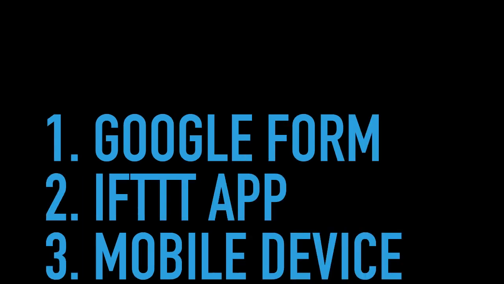Setting up mobile notifications for Google Forms is very simple, and you just need three things. You need a Google form that people will fill. You need the IFTTT app that's available for free on the Google Play Store and the Apple App Store. And you obviously need a mobile device where the notifications would arrive. So before I jump into the implementation, let me show you a live demo of how everything works.